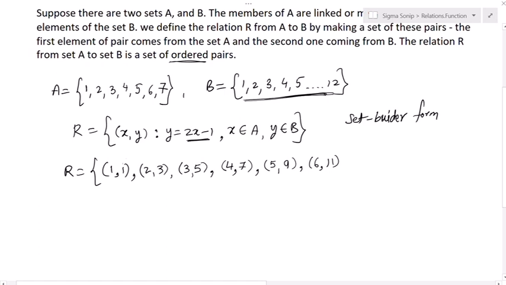So the first element is coming from set X, and the second value is coming from Y, as written here. So this is my set in the roster form. Very easy. Now you can see that we have represented this relation in the set-builder form, and we have represented this relation in roster form.